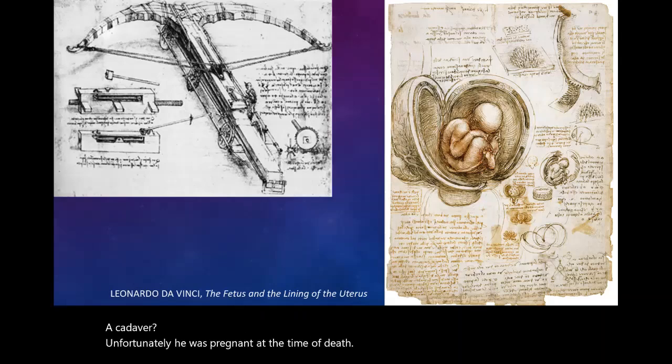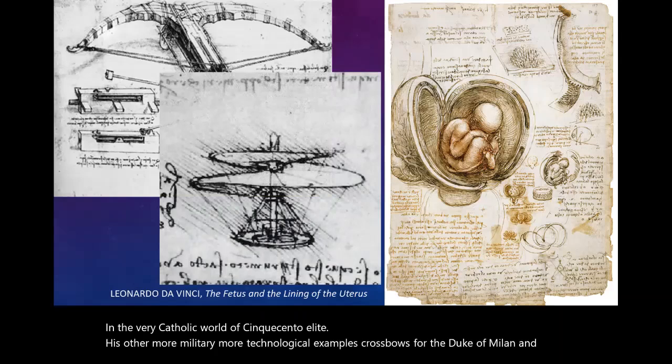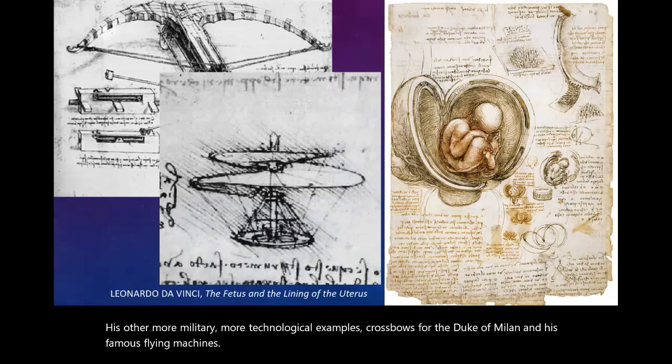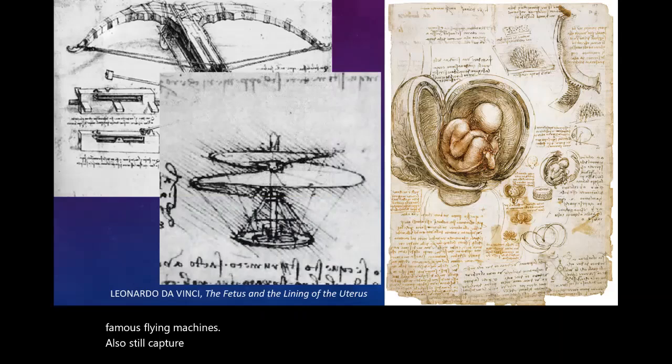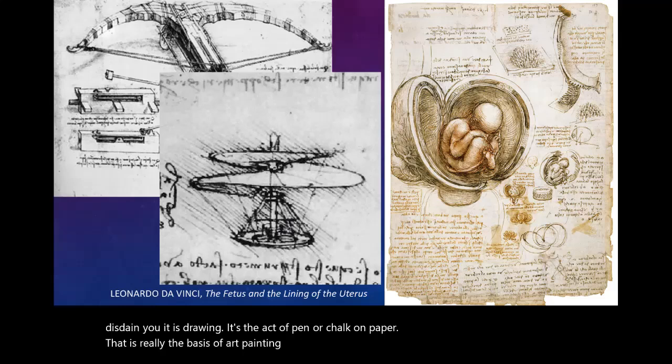That is something that would have been very dicey to study in the very Catholic world of Cinquecento Italy. His other more military, more technological examples, crossbows for the Duke of Milan and his famous flying machines, also still capture our imagination to this day from the master's notebooks. So remember, it is disegno, it is drawing, it is the act of pen or chalk on paper that is really the basis of art. The painting is just the final stage.